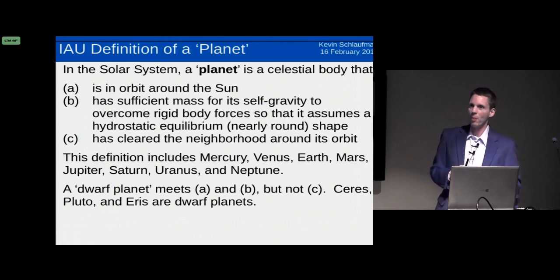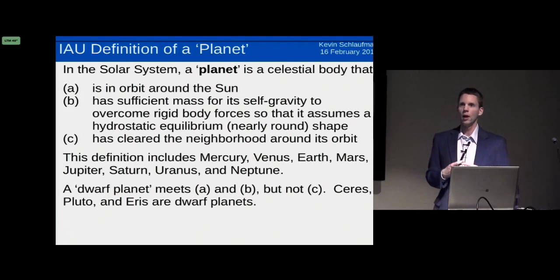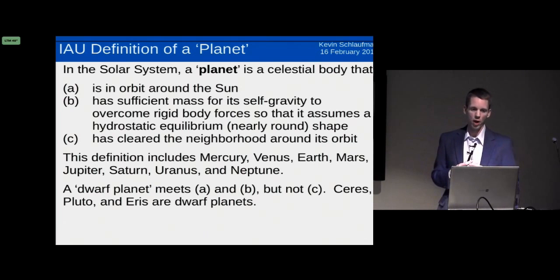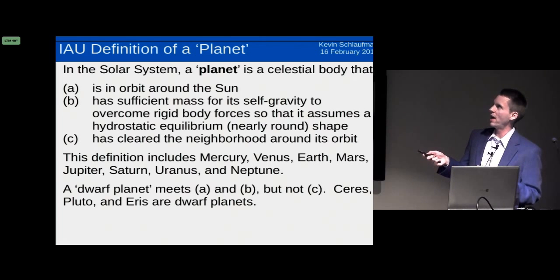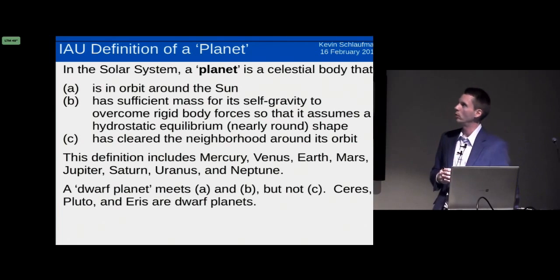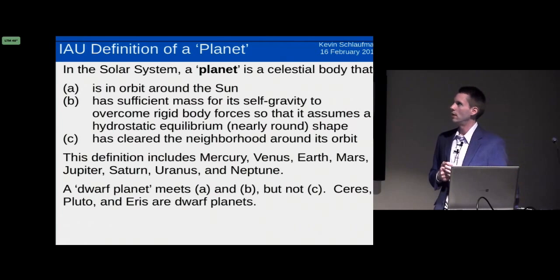And so you might remember in 2006, the International Astronomical Union held a vote at one of their worldwide gatherings of astronomers. And they asserted that in the solar system, at least, a planet is a celestial body that A, is in orbit around the sun, B, has sufficient mass for its self-gravity to overcome rigid body forces so that it assumes a shape of hydrostatic equilibrium, nearly round in shape, and that it's cleared the neighborhood around its orbit.